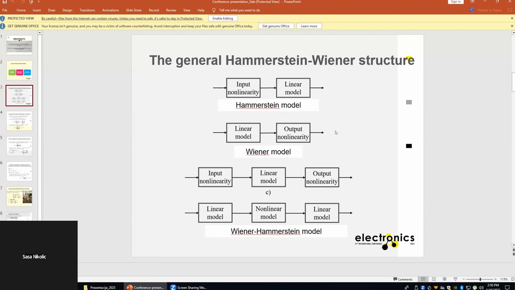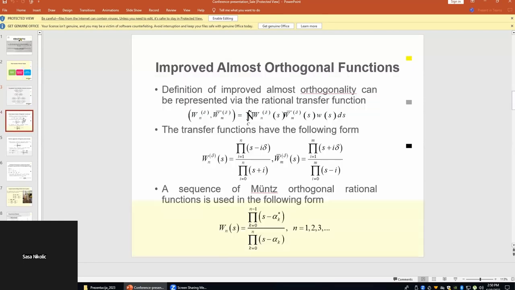Depending on the specific case, these models can be combined into a Hammerstein-Wiener model or a Wiener-Hammerstein model. The Hammerstein-Wiener model structure is presented in figure 1C, and the Wiener-Hammerstein structure is presented in figure 1D. On the other hand, improved almost orthogonal functions can be described by this transfer function, which can be in the following form. The sequence of functions is used in this article in the following form.